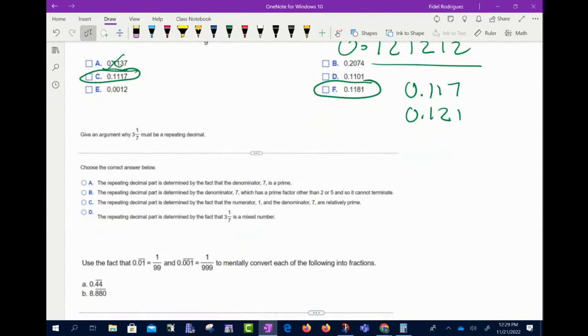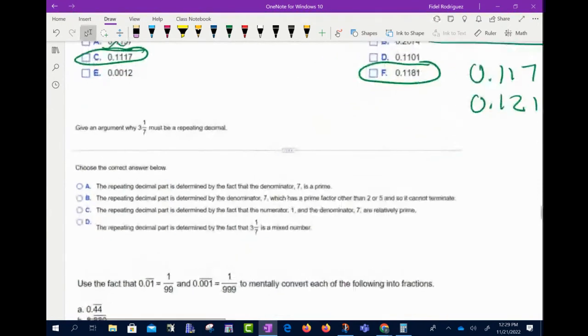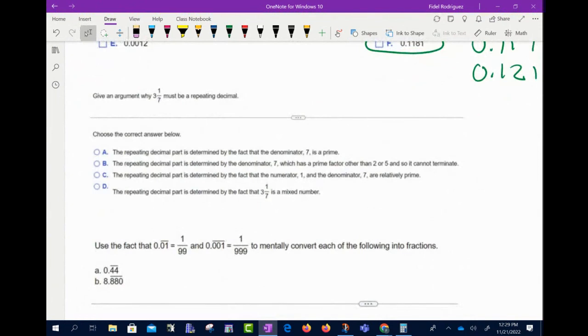Okay, and it says for the next one here, give an argument why 1/7 must be a repeating decimal. So y'all, we talked about this the other day, terminating decimals have prime factors that are either 2 or 5. Okay, and if I notice here, my denominator has a 7. So that's why it has to be a repeating decimal, because it's not so much of the 3, but it's the 1/7. Okay, so remember, terminating decimals, y'all, have to have prime factors of only 2s and 5s. And my prime factor here on the bottom, y'all, is a 7. So that's why it has to be that one.